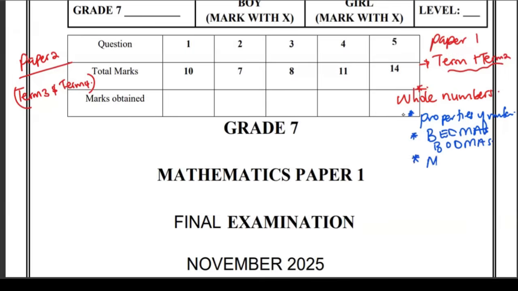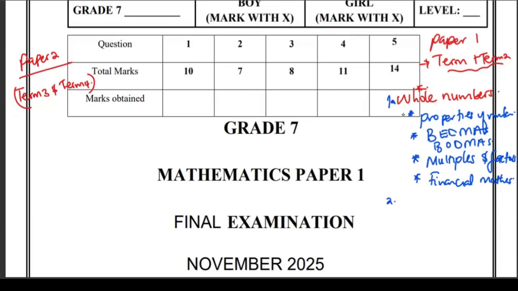The next, you have the multiples and factors. Those are still under whole numbers. And then you also have what we call the financial maths. In this case, you'll be talking about the interest and the budgets, the accounts, the loans, the profit, the loss, all those things compounded together. So that is topic number 1, whole numbers.